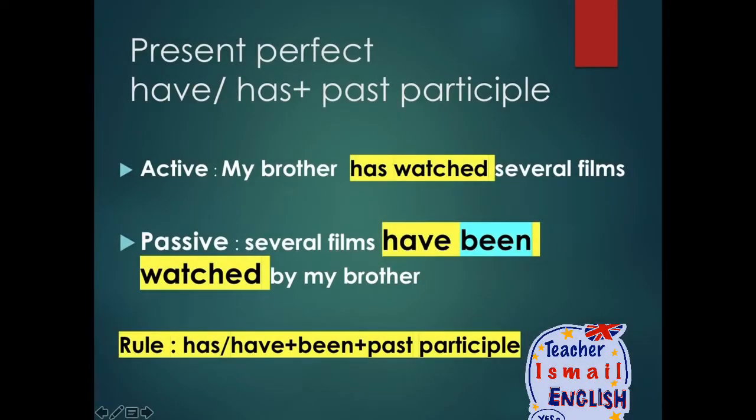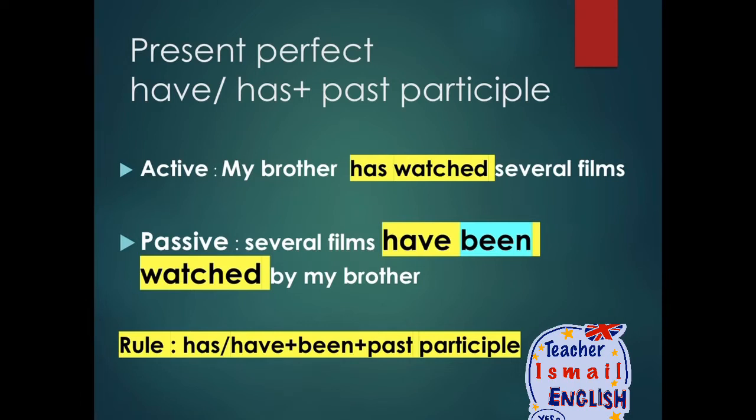Then we have the present perfect. The rule for the present perfect is have or has plus the past participle. I wrote the rules so as to remember the rules of sentences in the active.